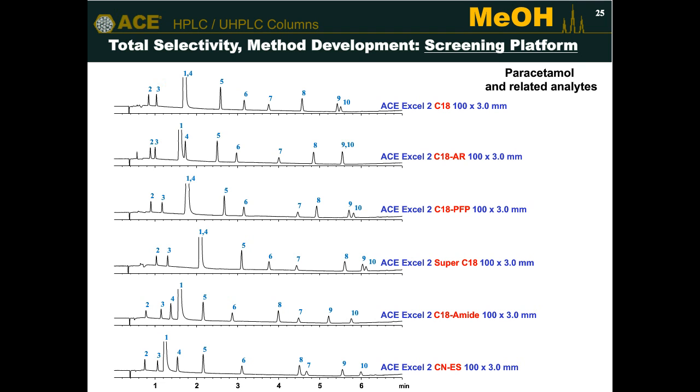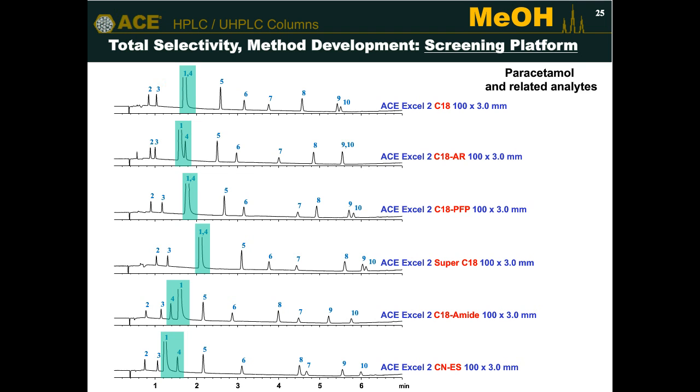Now let's look at the chromatography. If we look at peak pairs 1 and 4, if we start at the top, we have co-elution of those compounds. And then with the AR, we have peak 4 eluting on the tail. With the PFP, it's co-eluting. With the super C18, it's co-eluting. With the C18 amide, the polar embedded phase, you can see peak 4 elutes before the parent compound. So a different interaction, different mechanisms, different elution order. And then with the cyano-ES, at the bottom, you can see that peak 4 elutes just about off the tail of the main compound.